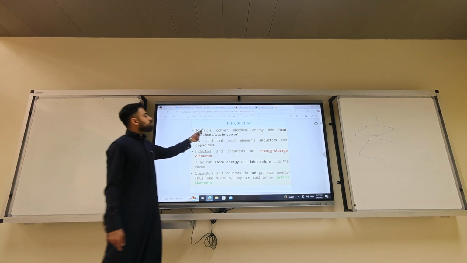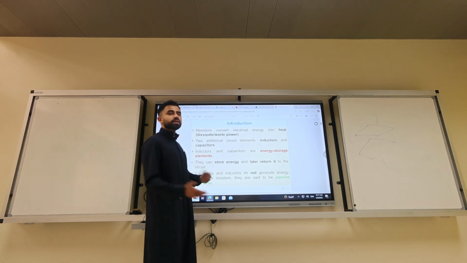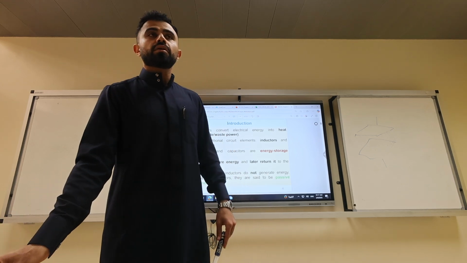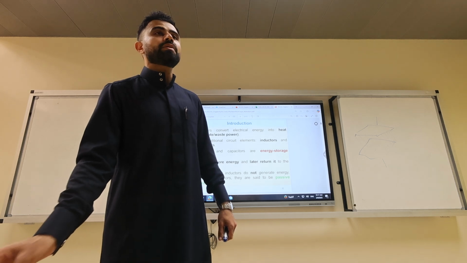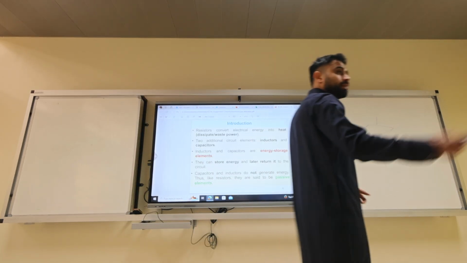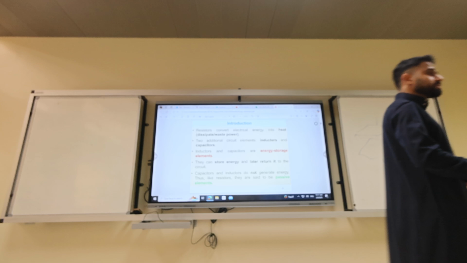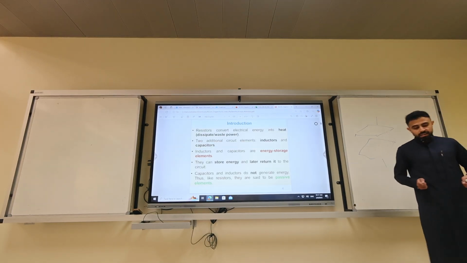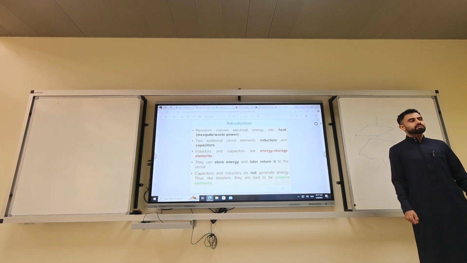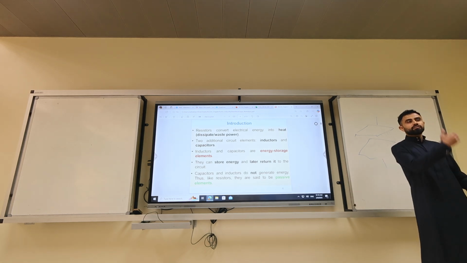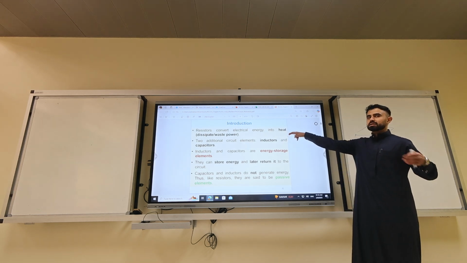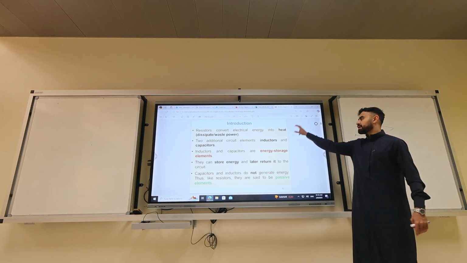So resistors convert electrical energy into just what? Heat. They're just heat. If you touch the resistor in the lab, what will happen? It's warm, right? And some of you even caused fires during the experiments. I'm not going to mention names. Some of you connected 10 volts to a very small resistor. What happened? So much current flowed and you got heat. And the heat in resistors reduces the lifespan of the resistor.